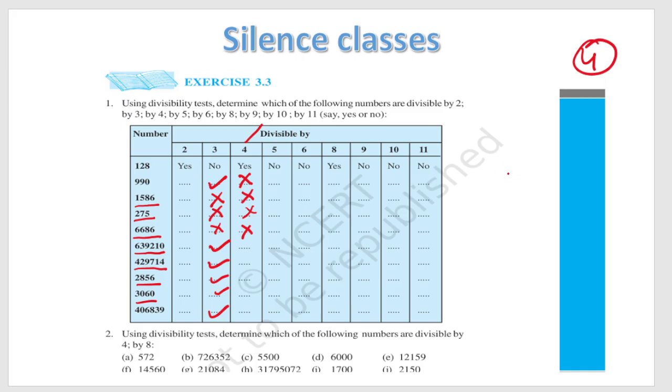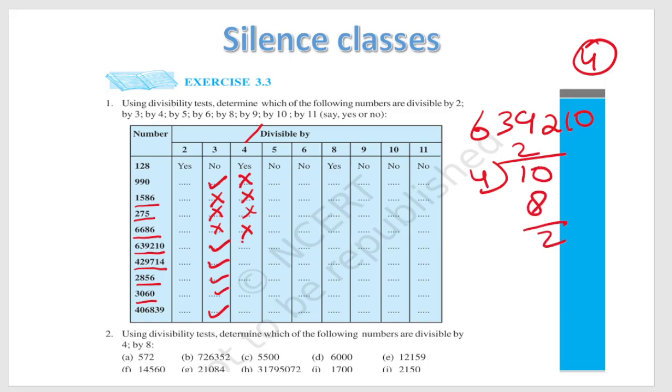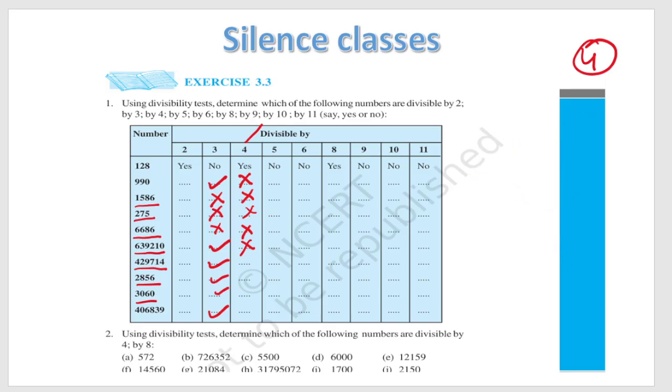Now let's check it out. The number 639210. 10: 4 twos are 8, 2 is the remainder. This means this number is also not divisible by 4.